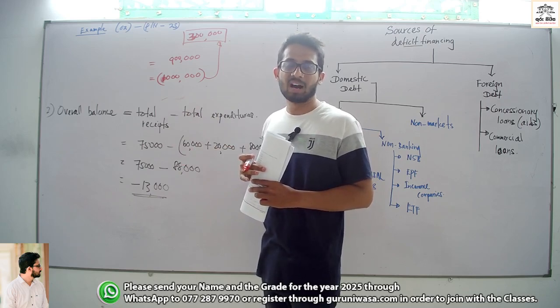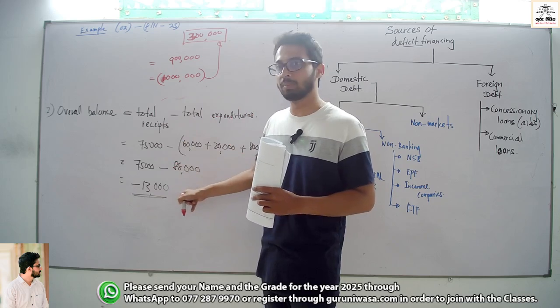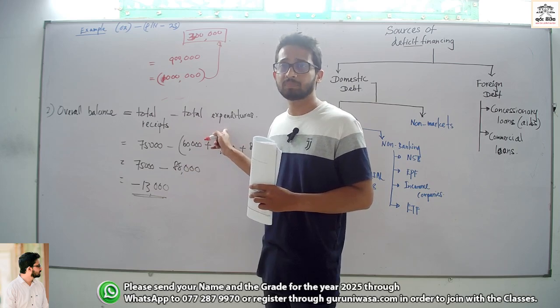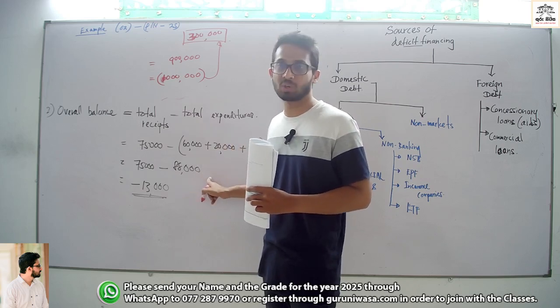Okay, children? We can't measure the actual performance of the present or current government based on the overall budget balance. Because when calculating the overall budget balance, we deduct interest payment as well. Interest payment is a result of past debt. This government is not responsible. This government has not taken these loans.